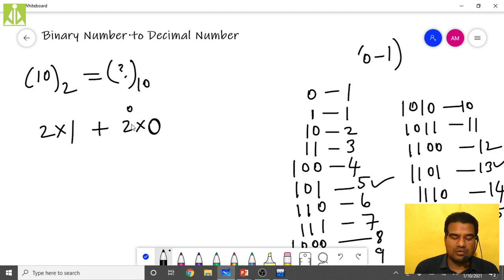So two digits only, two positions only we have. So we are getting 2 power 0 and 2 power 1. If you have three positions, like 2 power 0, 2 power 1, 2 power 2, like that you will get. With six positions, then 2 power 0, 2 power 1, 2 power 2, 2 power 3, 2 power 4, 2 power 5, like that you have to.